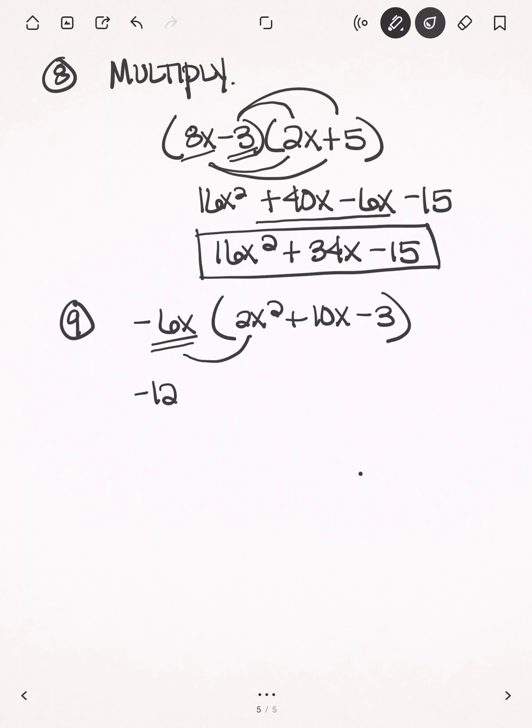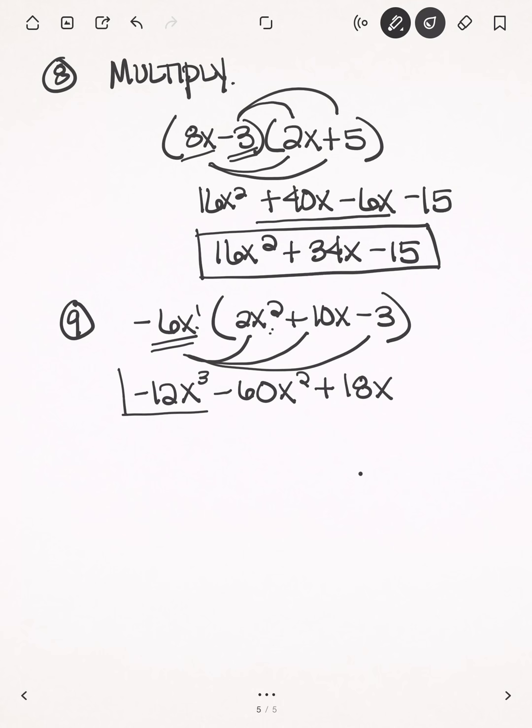And how many x's do I have if I multiply x times x squared? Well, I have 1 x here and I have 2 x's here. So how many do I have total? I have a total of 3. What is negative 6x times 10x? Well, negative 6 times 10 is negative 60, and x times x is x squared. Last one. Negative 6x times negative 3 would be a positive 18, and then the x doesn't change. So when I multiplied my monomial times a trinomial, I still have a trinomial, it just looks a little different.